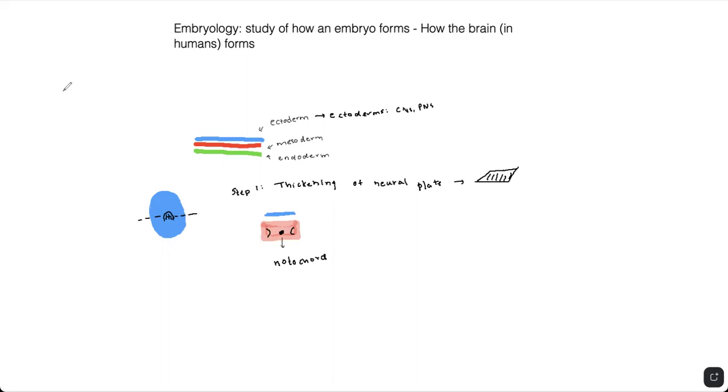Let me just draw that out, a really thick one. I just want to draw it so that you can see it. Step two is the formation of the neural folds. Okay, so what does that mean?